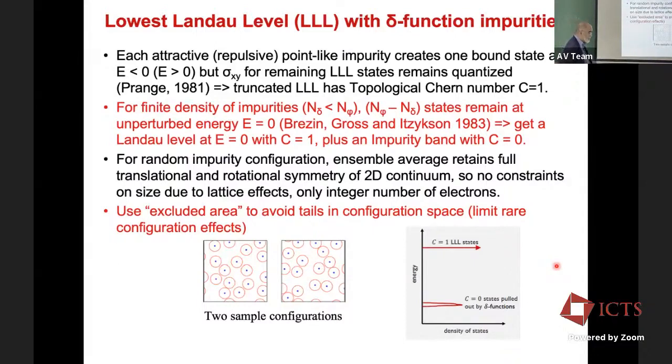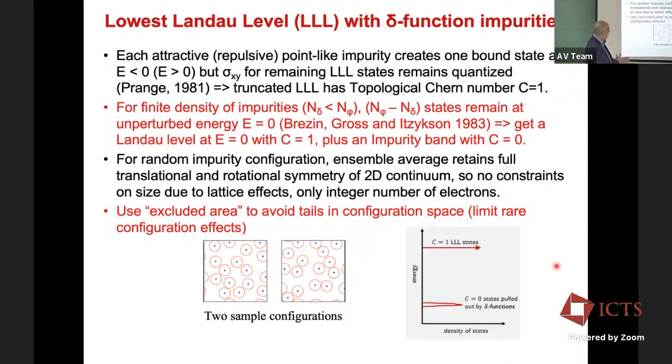Okay. Now this impurity band has Chern number 0 because the Chern number stays with the extended states in the Landau level. And so now the Landau level, in fact, looks very much like an unperturbed Landau level because we are forming an impurity band with only a few percent of the states in the Landau level.